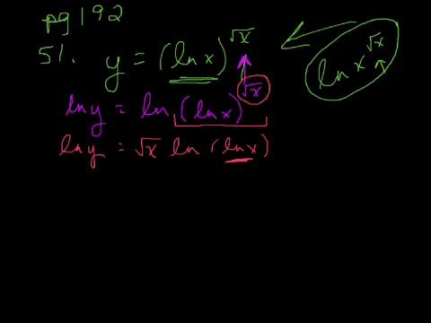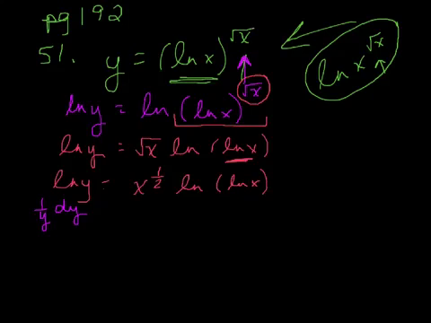Oh, you know what? Let me take care of this. We have to write that as x to the 1/2 power times the natural log of the natural log of x. Product rule is what we're going to do, because now it's time to take the derivative of both sides. The derivative of the left is 1 over y dy.